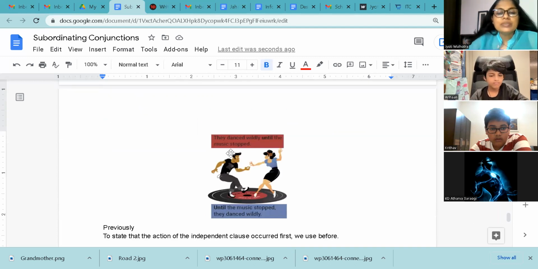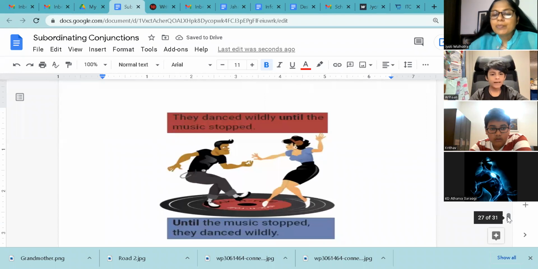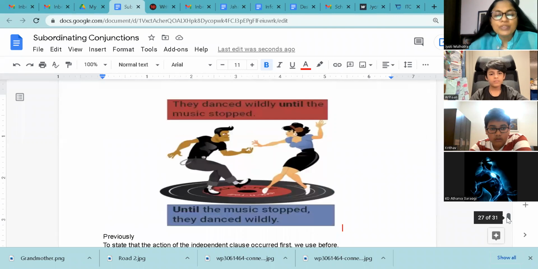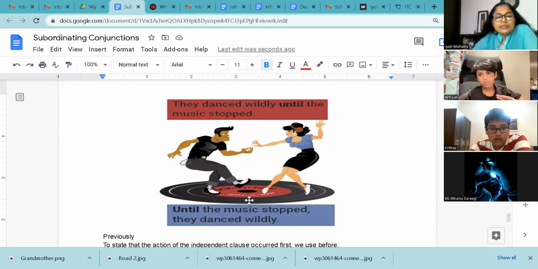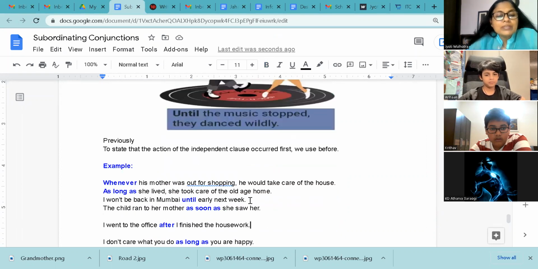Let's have a look at this one. Read this example, Rehan. They danced wildly until the music stopped. Or another way of putting it is, until the music stopped, they danced wildly. So these are the two ways in which you can frame the sentence, making use of the same words. Let's read some more examples.